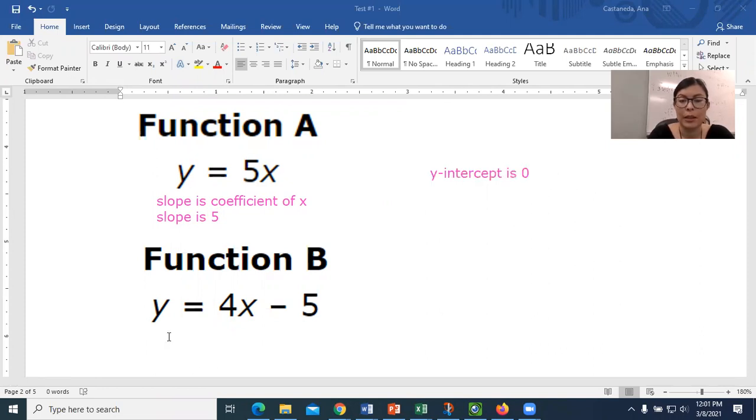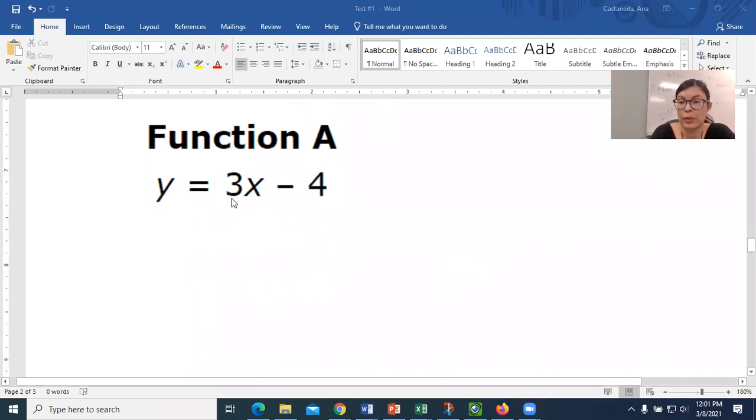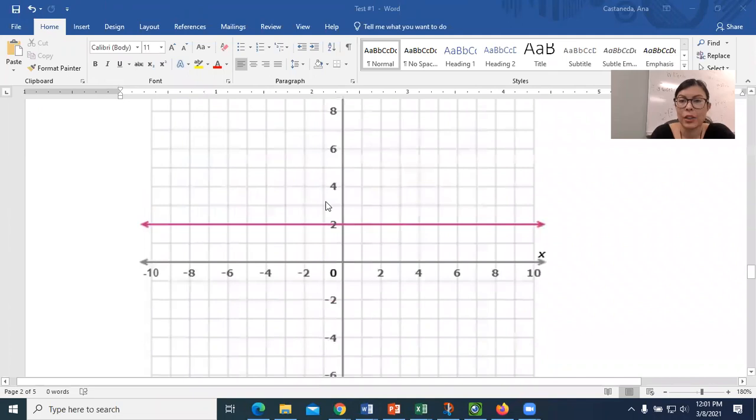For b, what's the slope? It's the one in front of the x. So the slope is 4. The y-intercept is -5. If you put +5, it would have been wrong because a minus makes it a -5. So the correct answer is -5. So remember, slope is in front of the x, so it would have been 3 here, and -4 is the y-intercept.